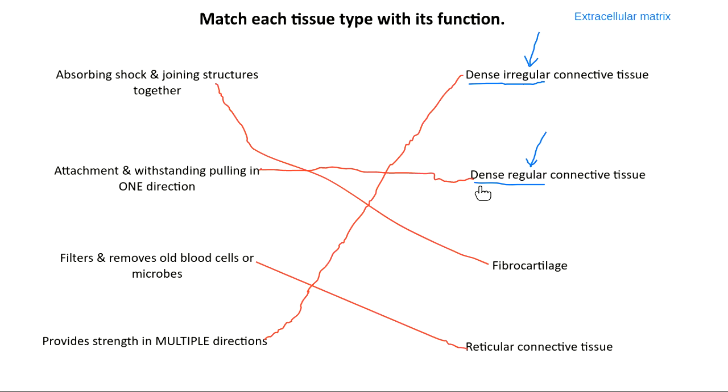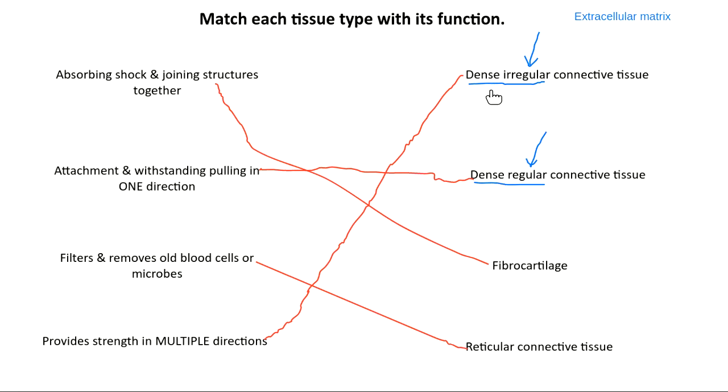Dense, regular connective tissue, all of those proteins are arranged regularly. They're all arranged in one line. I've got a whole lot of proteins going one direction in one line, which means I'm really strong in that one direction. So dense, regular connective tissue found in things like tendons or ligaments that pull, that are attaching things there, withstanding that pulling in one direction. So your arm going up and down, for example, that's what dense regular connective tissue helps with.